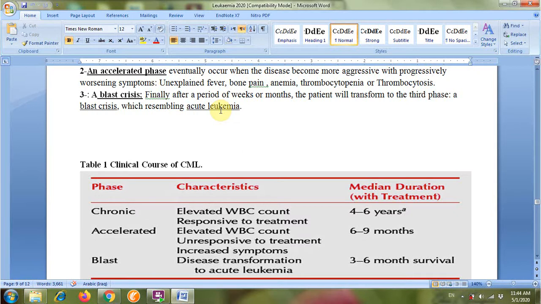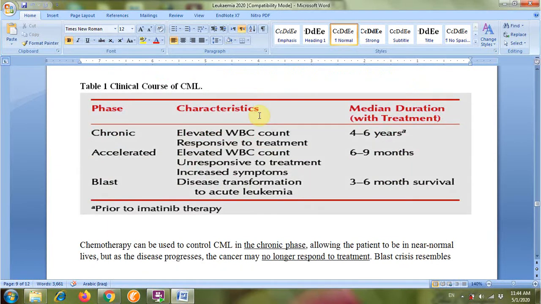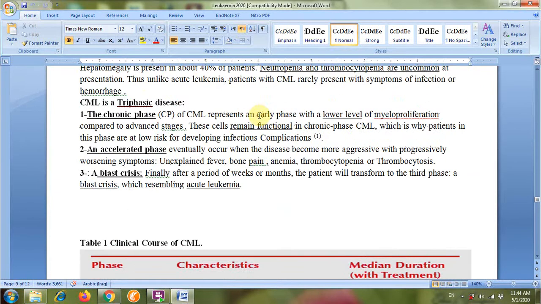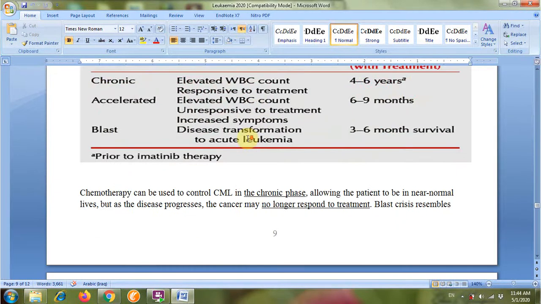myeloblastic leukemias we mentioned in the previous lecture. It transforms from chronic to acute manifestations, and of course the treatment shifts to the treatment of acute myeloblastic leukemias, as we mentioned earlier, the induction phase and post-remission phase. So these are the disease process and the phases, and of course the response to the chemotherapy will be related to which phase the patient is presented with.